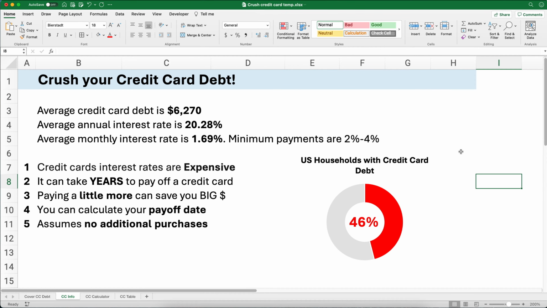A couple of rules here. Credit card interests are very expensive, so be very, very careful. It can take years and years to pay off a credit card. We'll show you this. Paying a little bit more each month can save you big, big dollars. You can calculate your payoff date. I'll show you how to do it in Excel.